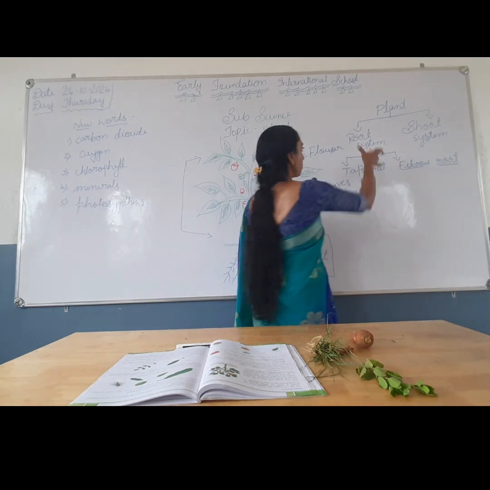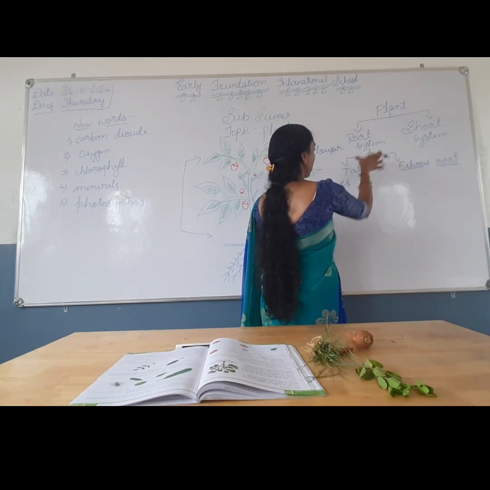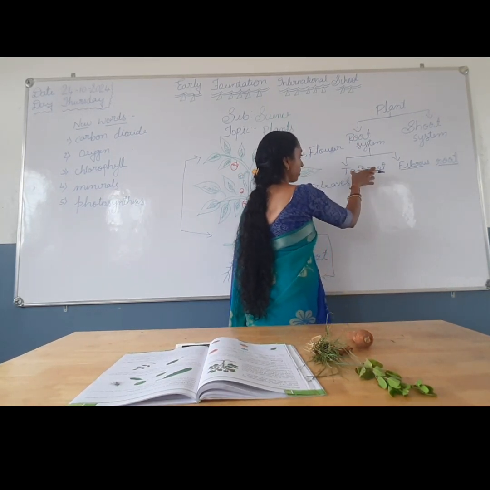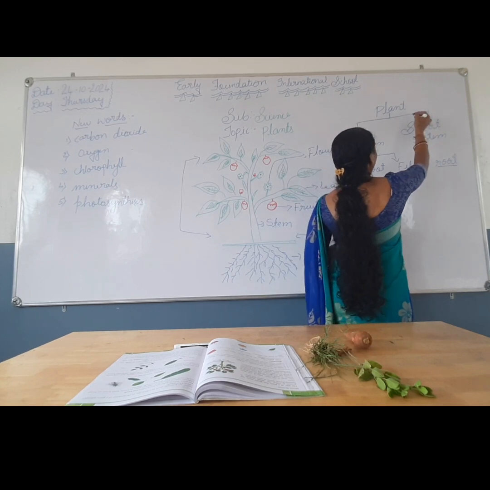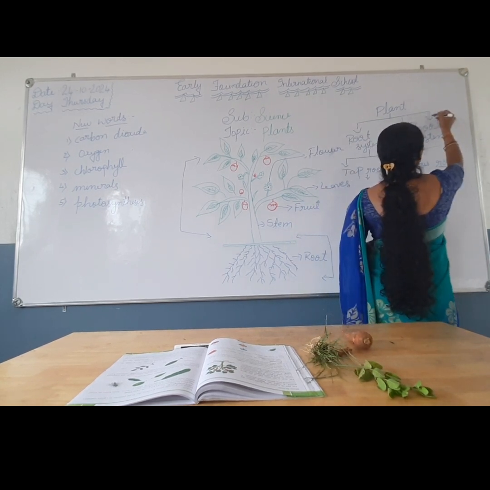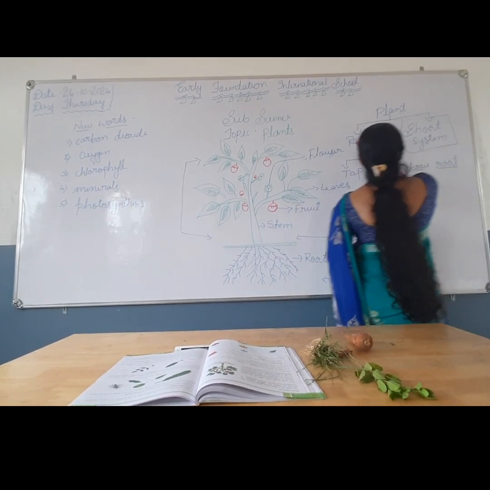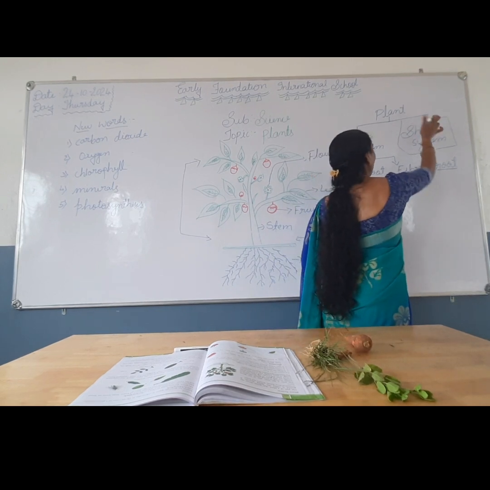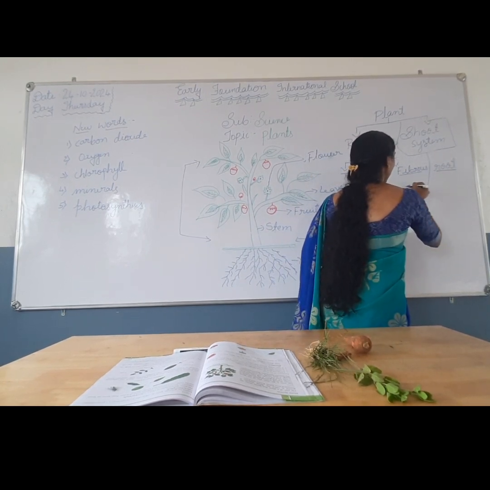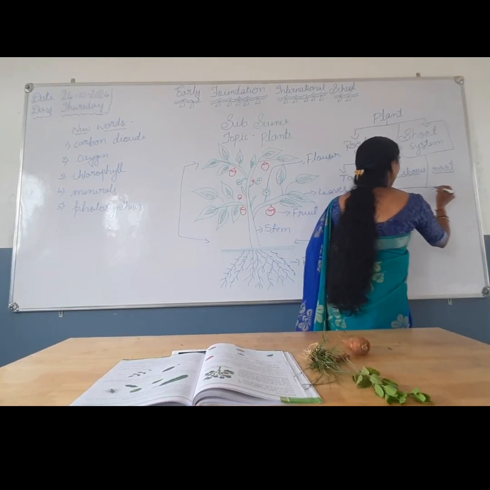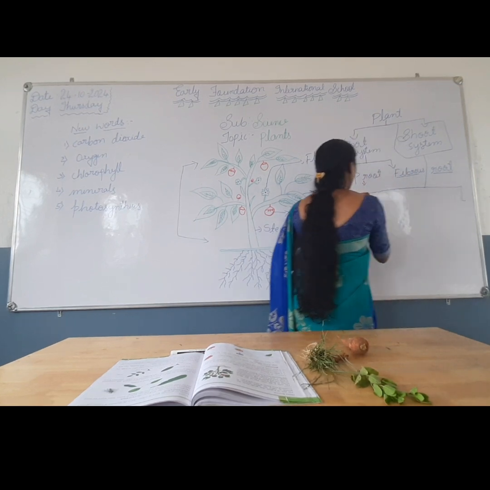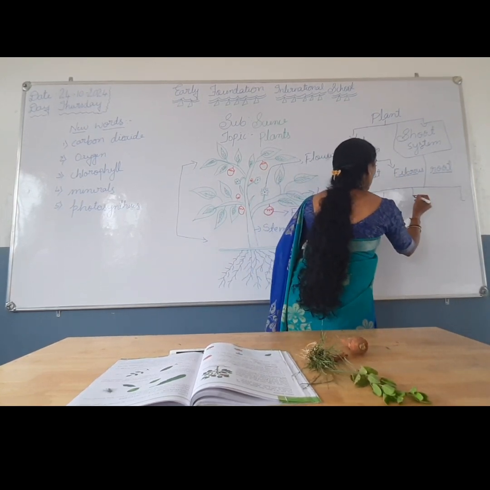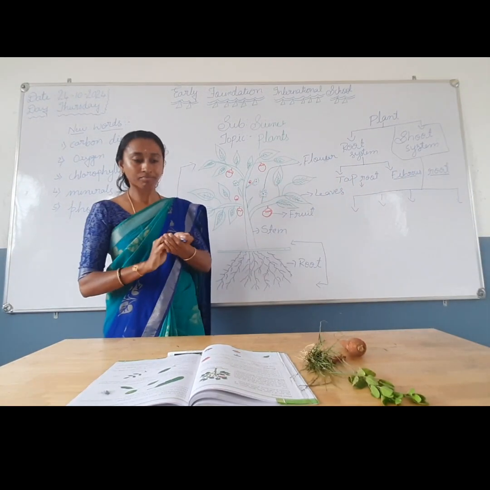See children, we studied till here the root system and the two types of root system, taproot and fibrous root. Now next, in the parts of a plant, we have the root system and shoot system. Now we'll go through the shoot system. What do you mean by shoot system? We'll see.